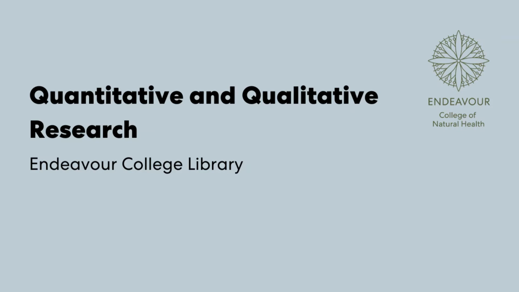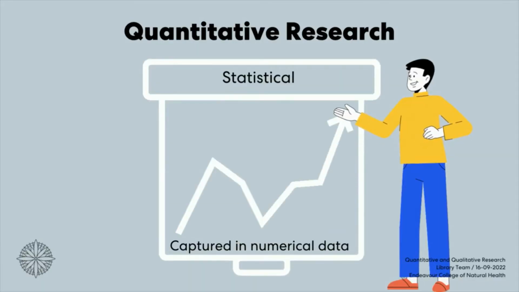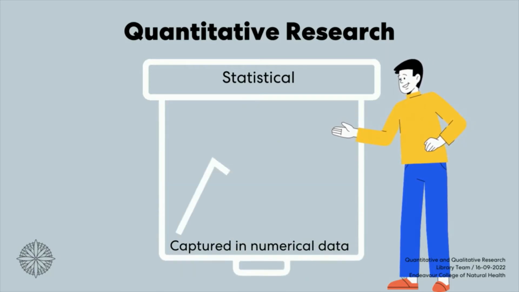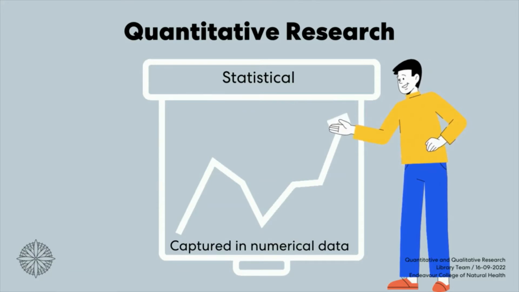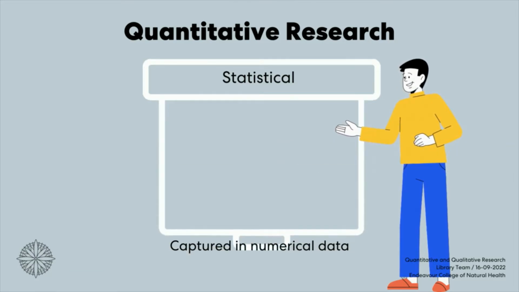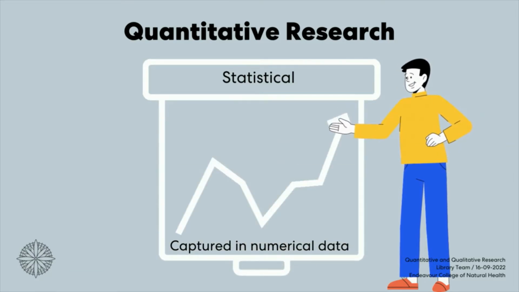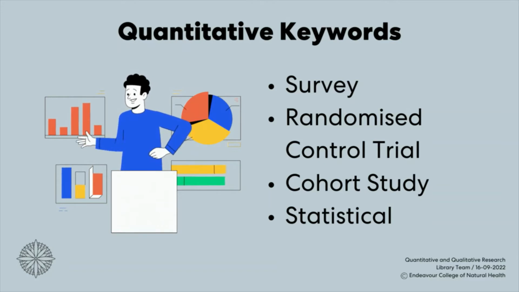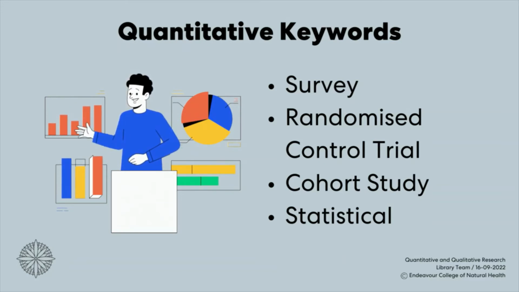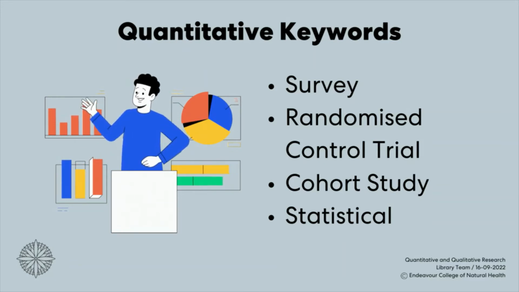This presentation will explain the concepts of qualitative and quantitative research. Quantitative research is statistical in nature and is usually represented with numerical data that can be easily presented in a table or graph. Quantitative research is used to establish general information about a subject, so it often requires many research participants. Here are some keywords that will help you locate quantitative research articles using Endeavour's databases.